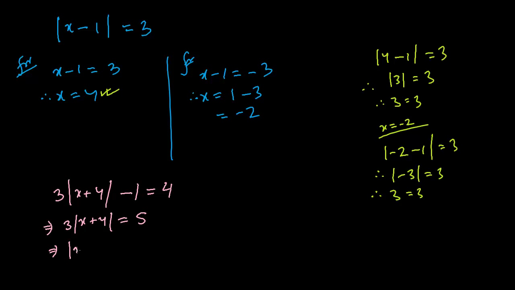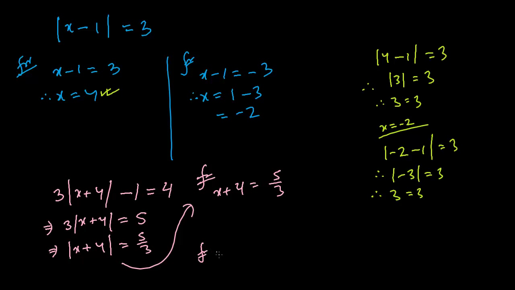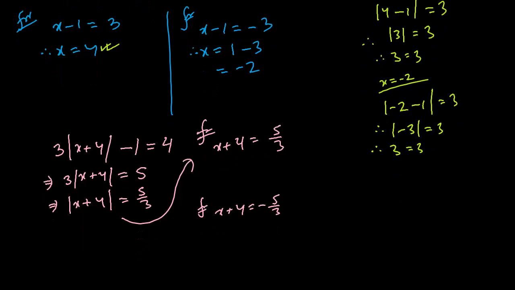And we have absolute value of x plus 4 equals 5 by 3. So now again, we know that the distance from the origin of this absolute value is 5 by 3. So it can either be x plus 4 equals 5 by 3, or it could be x plus 4 equals minus 5 by 3, because the integer can be on either side of the origin.